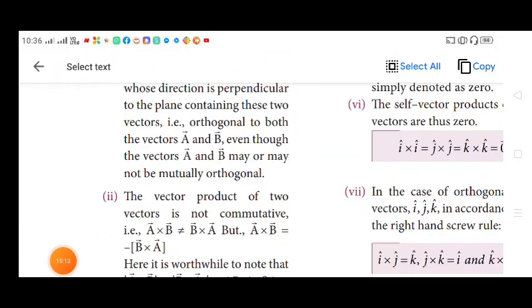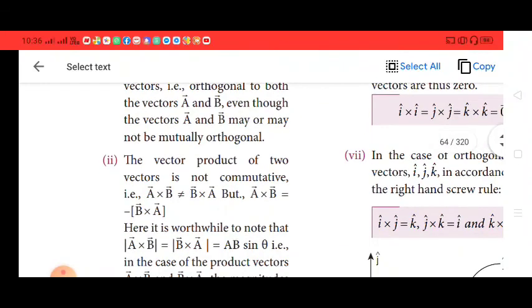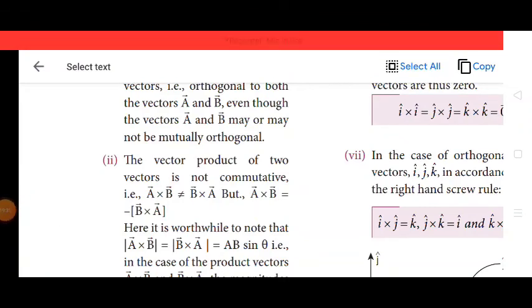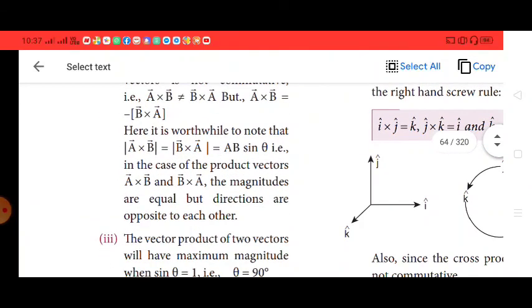Second point, the vector product of two vectors is not commutative. That means A vector cross B vector is not equal to B vector cross A vector, but A vector cross B vector is equal to minus of B vector cross A vector. Let me say it again, every point here can be asked for one mark, it is very important. Keep it well in mind.